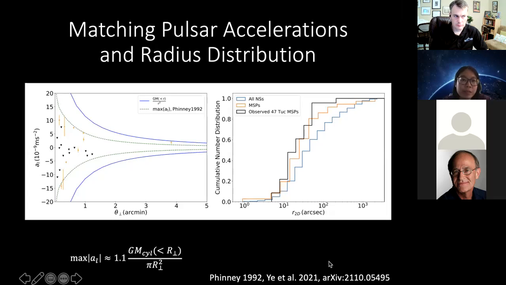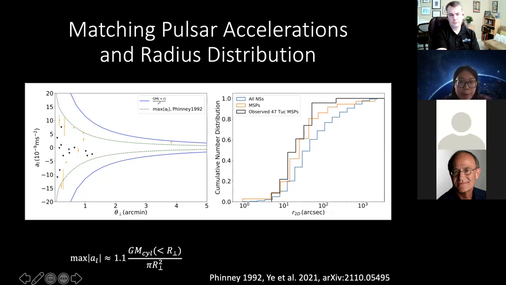And since 47 Tuc contains a large population of pulsars, where all of them are millisecond pulsars, it is also important to compare our best fit model with the observed pulsar line-of-sight acceleration distribution. And as I mentioned a few slides ago, the pulsar line-of-sight accelerations are mainly caused by the cluster potential. So they can be used to constrain cluster properties.